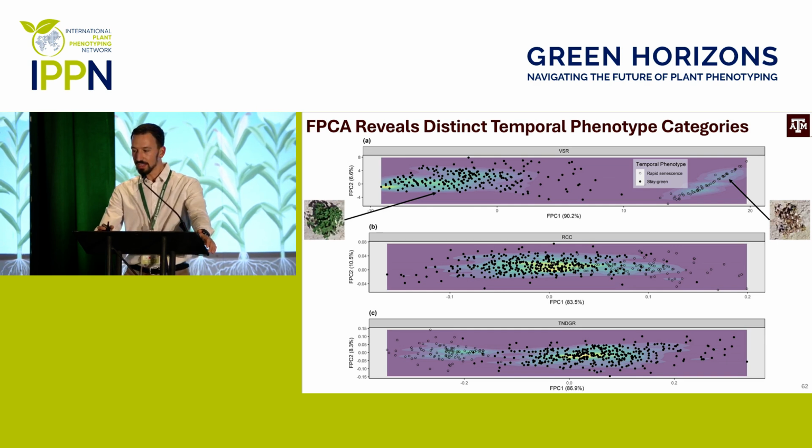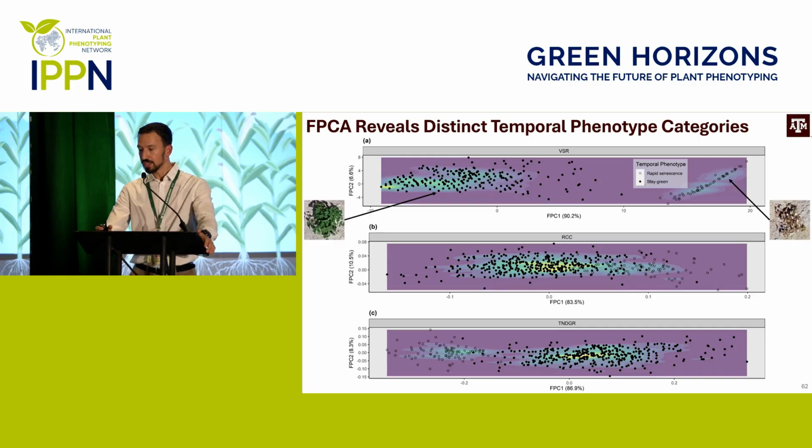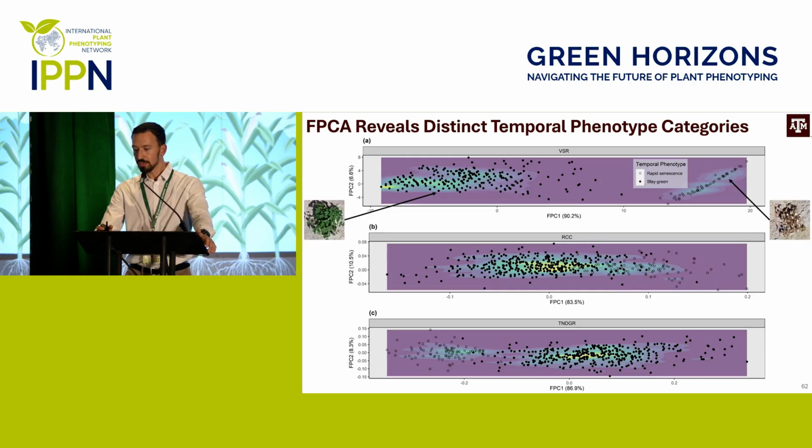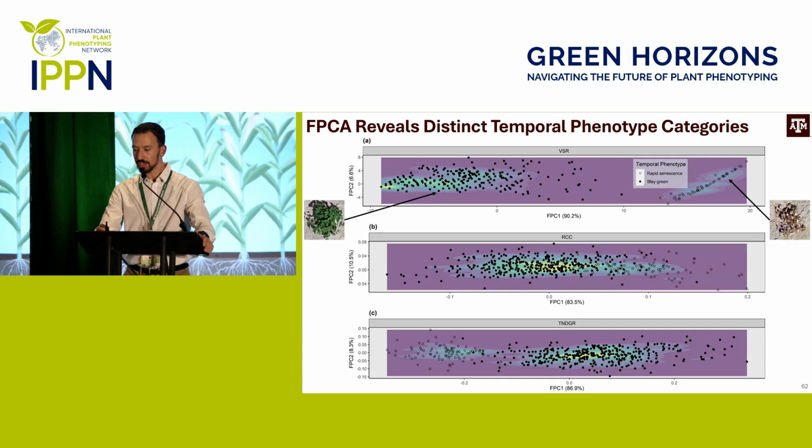And so I've denoted that with an open or a closed circle. And you can see that RCC is a lot messier than the visual senescence rating, but TNDGR does a much better job of clustering. And in the case of TNDGR, recall it was a negative correlation, so that's why the open circles are over on the left side.